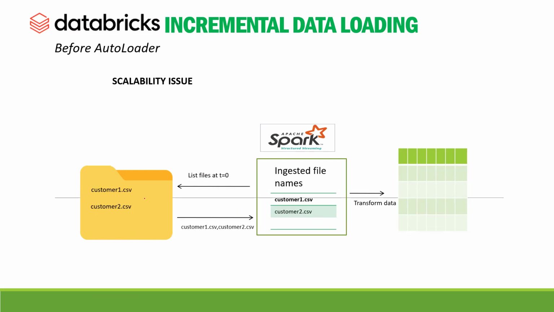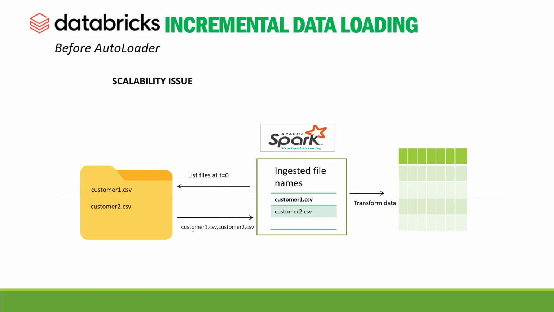So it's going to take a look at the list of the files that are available, and then it will start reading them. After reading, of course, the related transformation of the data happens using the Spark engine, and Spark will also be maintaining the list of the files that are already ingested into the Spark platform. But what's the problem here?